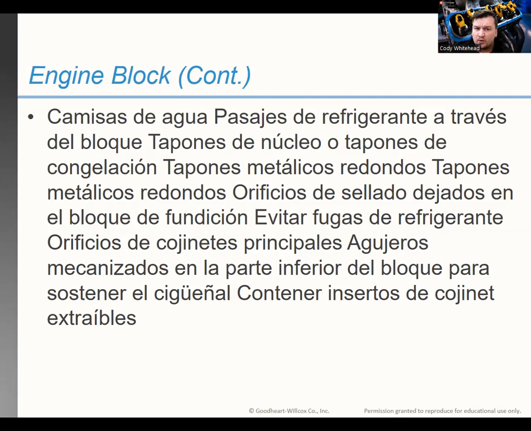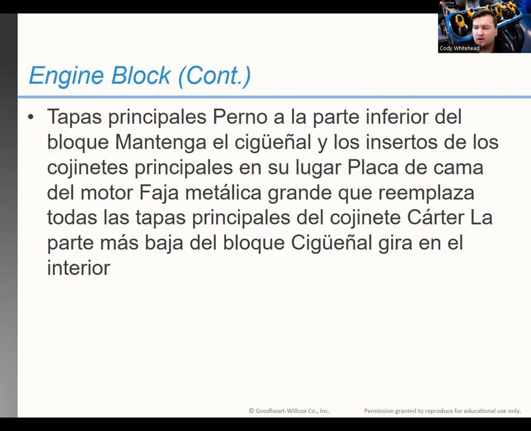Main bearing bores are holes. These are holes machined in the bottom of the block to hold the crankshaft. This contains removable bearing inserts. Main caps bolt to the bottom of the block. This holds the crankshaft and those main bearing inserts into place.